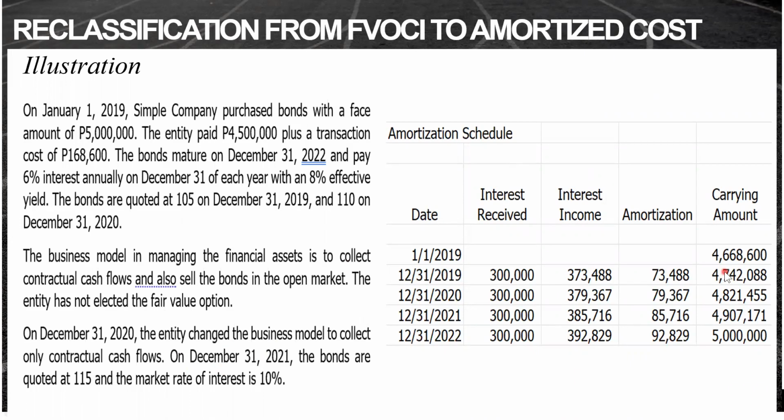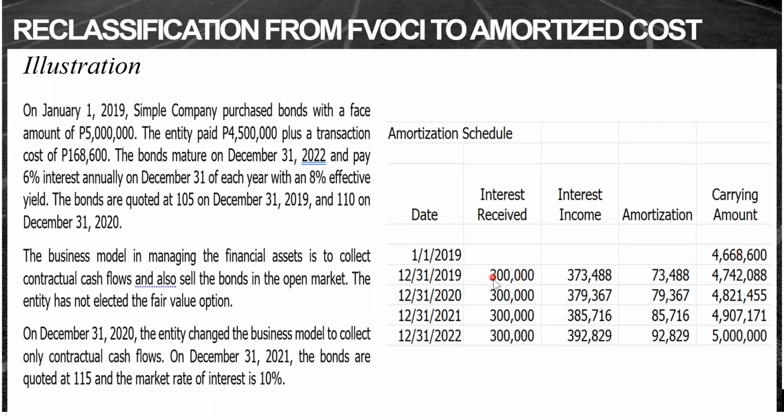So let's start with January 1, 2019. Take note the carrying amount here is 4,668,600. That's composed of the 4.5 million plus the transaction cost of 168,600. Since this is FVOCI, the transaction cost will be capitalized. With that, we can now make the amortization schedule.